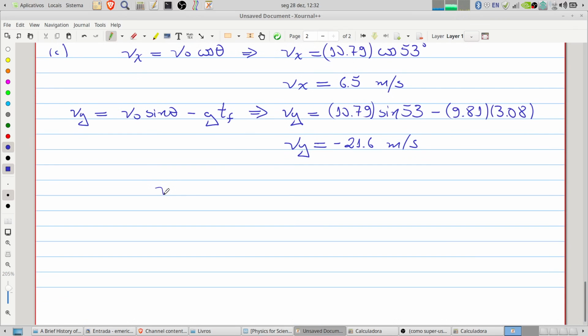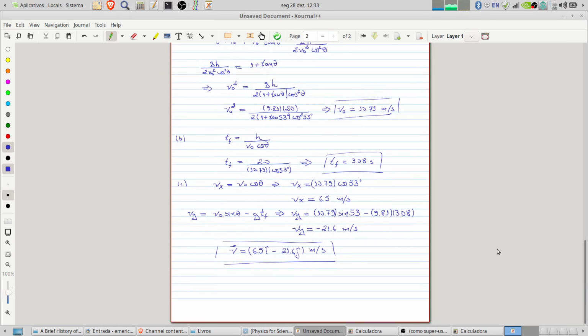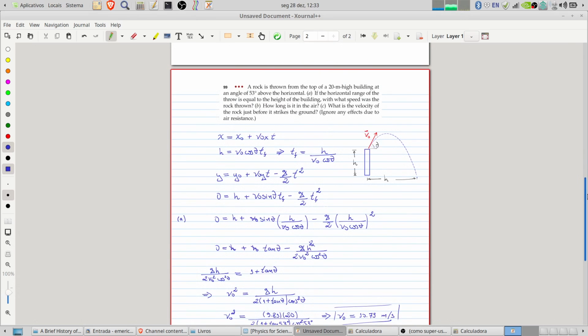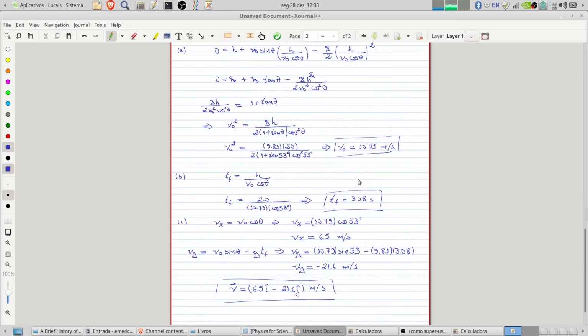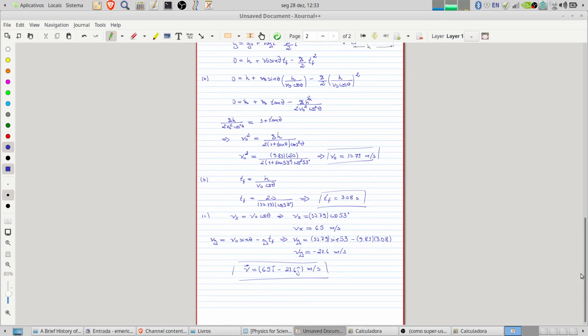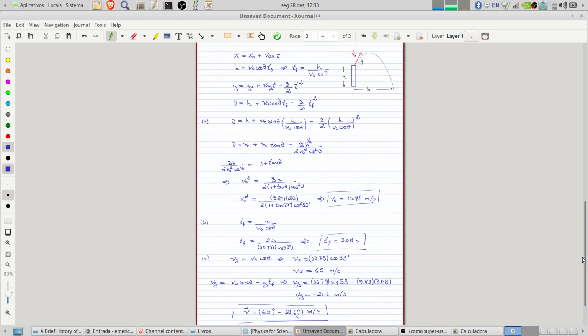Therefore, the velocity will be 6.5 in the x direction, minus 21.6 in the y direction, in meters per second. And that's it. The problem here, item A, item B, and item C. The problem is solved.